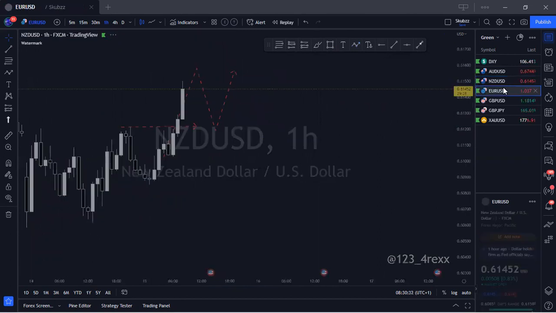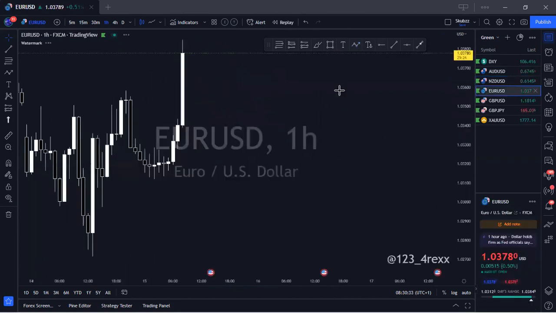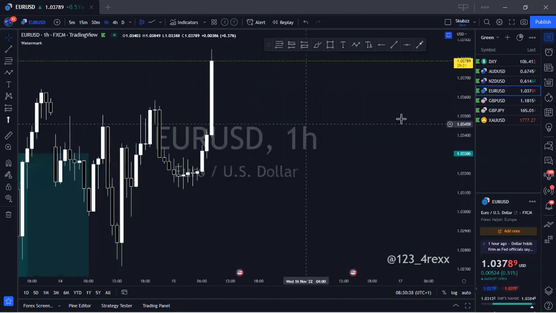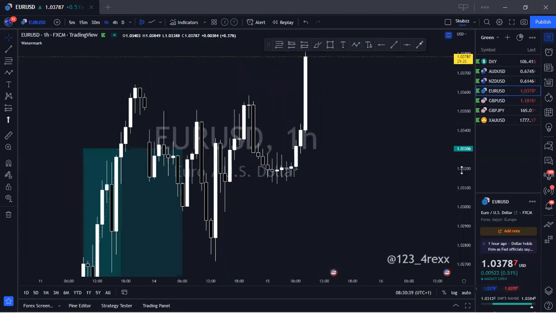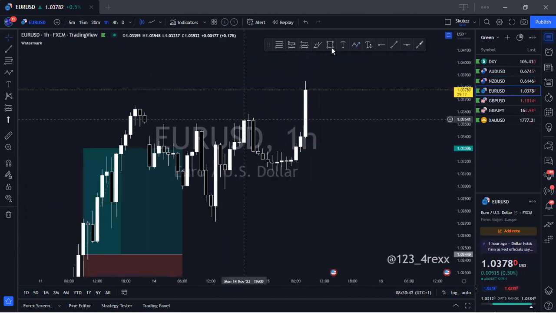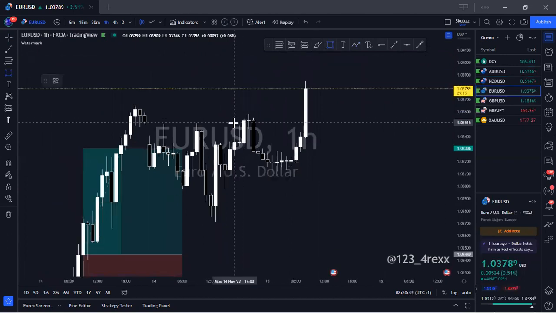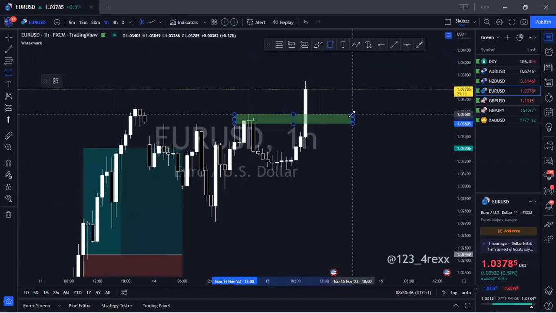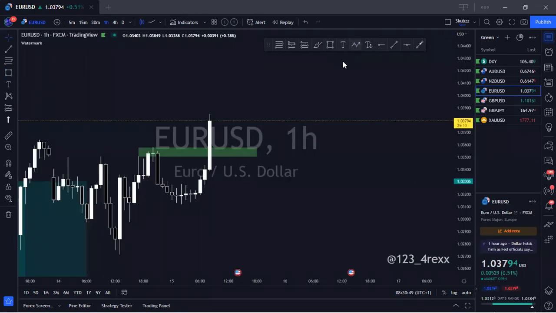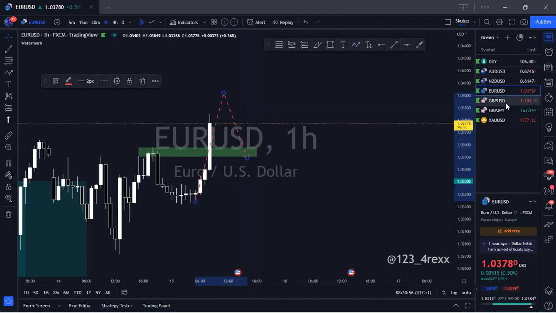Then Euro USD. Euro USD is the same thing. We have that higher low here. Price has broken to the upside, but it has not broken properly yet. The candlestick has not closed. So let's wait for that proper break of structure, then we'll look for the retest. So we have that break, and what we can look for is the retest. Let's wait for the candlestick to close first.